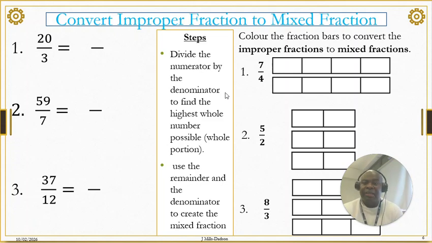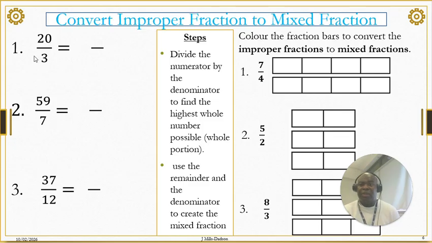Hello, welcome back again. In part 4 of this lesson, we talked about how to convert mixed fraction into improper fraction. But this lesson will be the other way around, from improper fraction back to mixed fraction. So to do that, we first divide the numerator by the denominator to find the highest whole number possible, which represents the whole portion. Then we use the remainder in the denominator to create a mixed fraction.